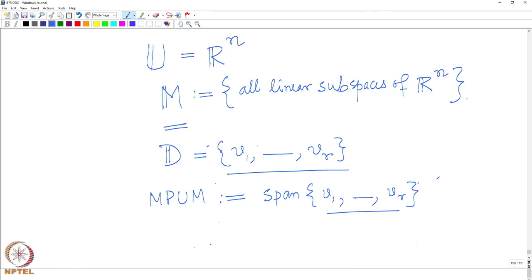Does it explain the data? Yes, it does contain D, because the span of vectors contains the individual vectors. Okay. Why is it most powerful? Because it is the smallest subspace that contains D. It is the smallest subspace that contains D.